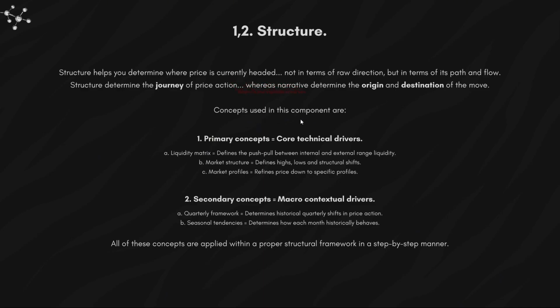Now, the concepts used within this component are divided into two categories, the primary concepts and the secondary concepts. The main two differences between the two categories are that first, the secondary concepts are only used on the monthly higher time frame, whereas the primary concepts are used on all three higher time frames, the monthly, the weekly, and the daily. That's the first difference between these two categories. But that's not even the main difference here. The main difference is how they are used and what sort of element they add to our analysis.